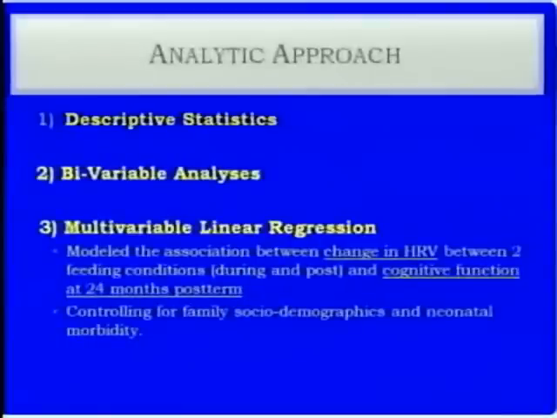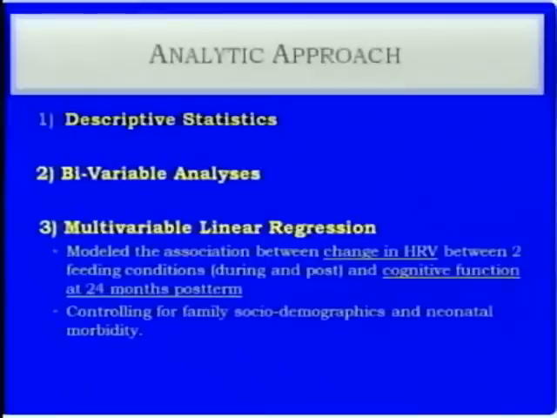So our analytic approach, following the previous slide, we're going to look at some descriptive statistics. We'll conduct some bivariable analyses with our outcome and primary covariates, and then we'll talk about how we built the multivariable model. Because cognitive function is measured as a continuous outcome, we're using linear regression. And we're essentially going to model the change in heart rate variability between feeding and post-feeding as a predictor of cognitive function, controlling for the covariates that I mentioned. So the neonatal morbidity, family sociodemographic characteristics, and so forth.